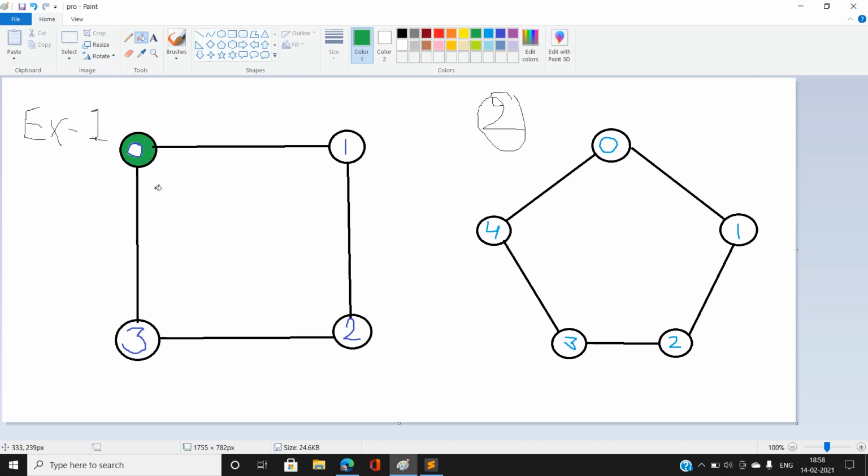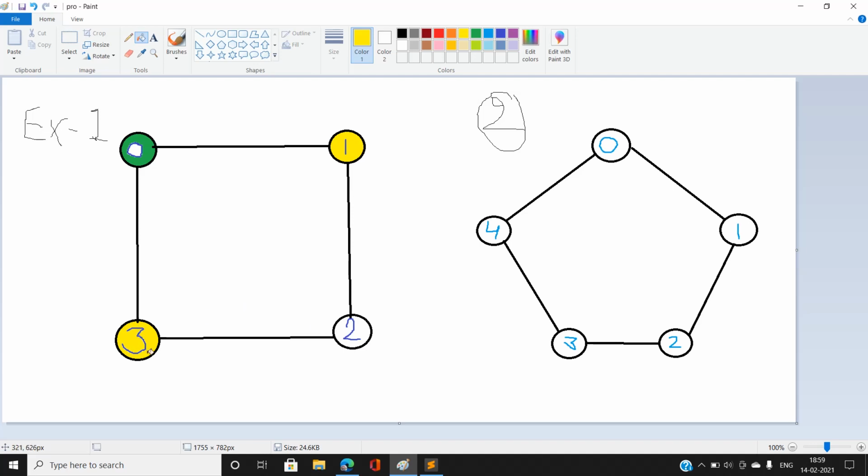So what would be our next case? If this node is colored with green, then it is obvious that to hold the bipartiteness of this graph, the neighbors of this node must be of a different color. That is, I am going to color them with yellow. Now if this color is yellow, what would be the color of the neighbors of this yellow?